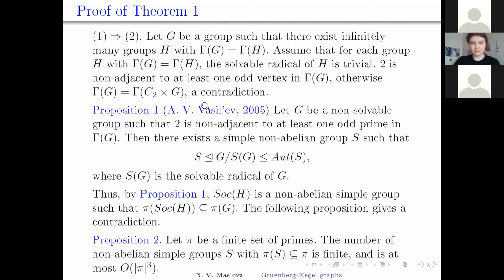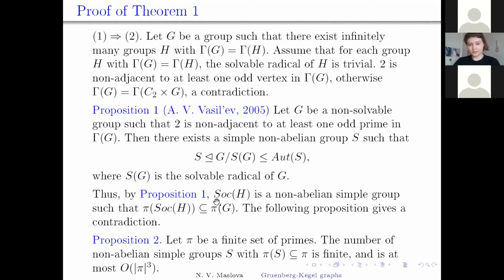And then let us apply a result by Andrei Vasilyev. If G is a non-solvable group such that 2 is non-adjacent to at least one odd prime in the Gruenberg-Kegel graph of G, then the factor group of G by its solvable radical, which we have assumed to be trivial, is almost simple. And then we apply this proposition.